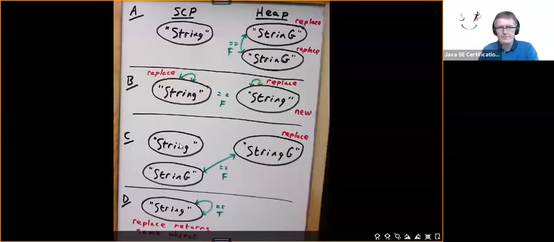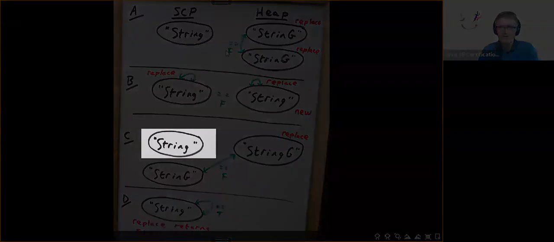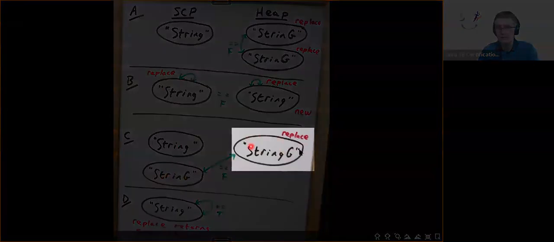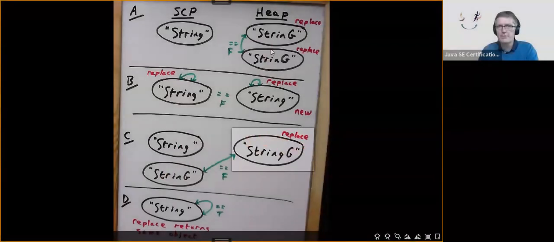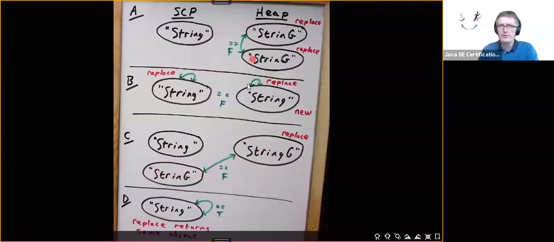So this is the third one. We were working off that string there. And replace created this string here. This is the heap on the right-hand side, and that's the string constant pool down the left. So the replace created this one from that one. And then the right-hand side was the string literal. String literal is anything in double quotes like that. So therefore, that's going to be false when you compare them.